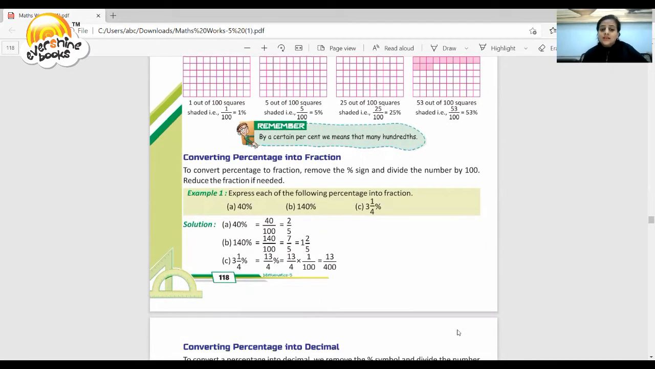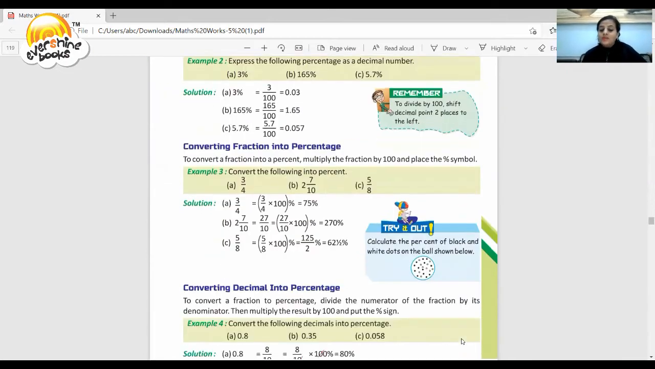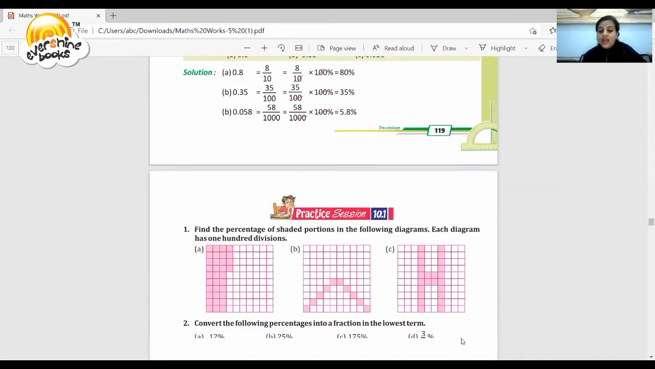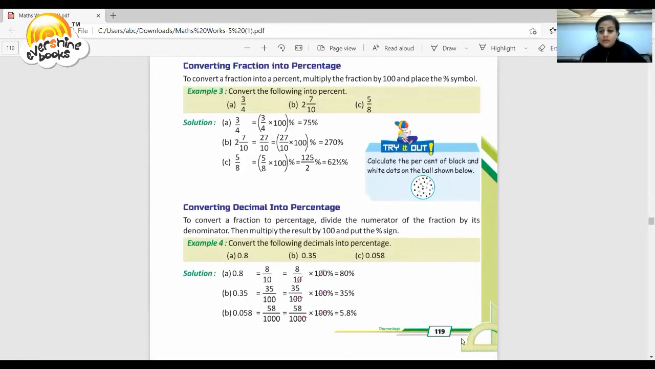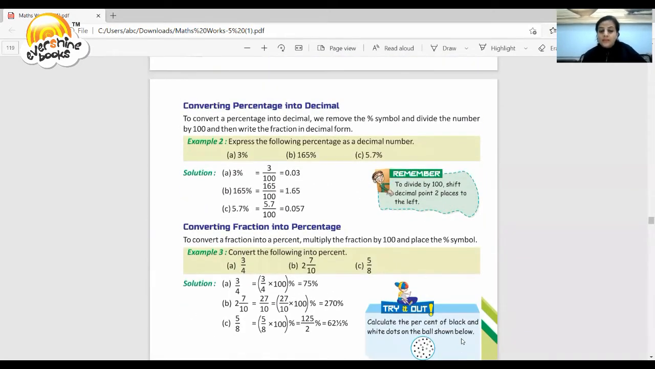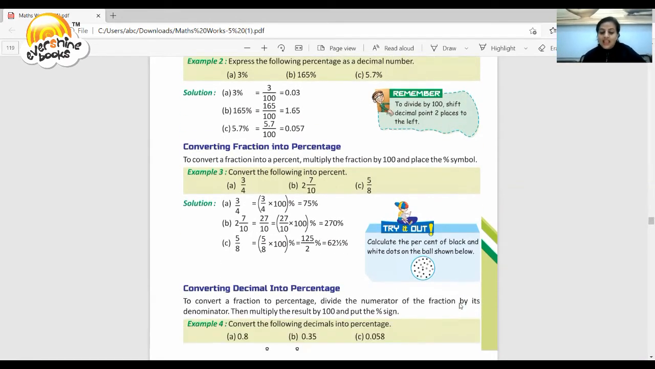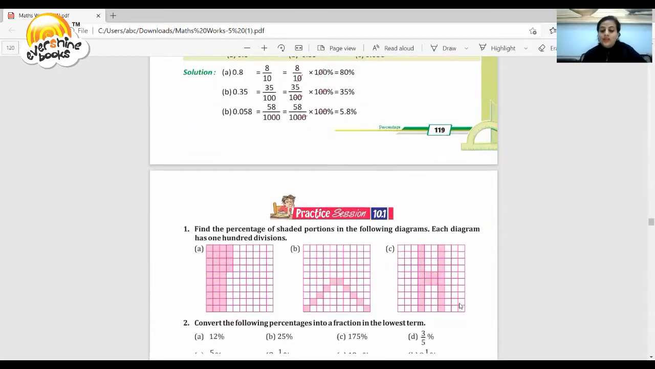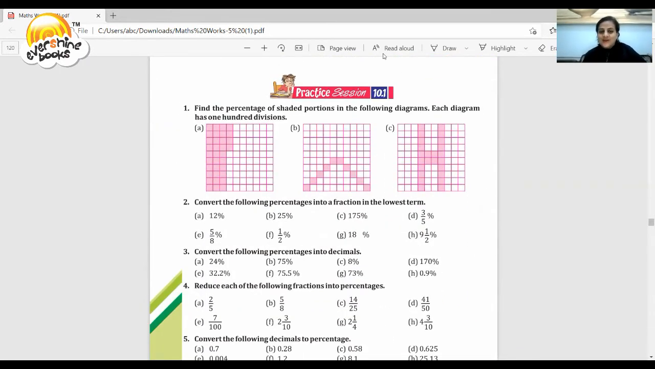Now, by a certain percent, we mean that many hundreds are there. So when we convert them, 40% is written as 40 upon 100. Then we will do this in our practice session also, by converting percentage into decimal, and by converting fraction into percentage. Likewise in our 10.1 exercise. Okay, students.